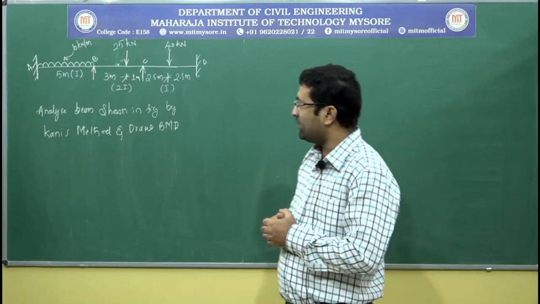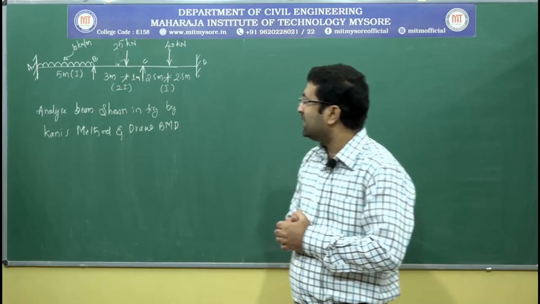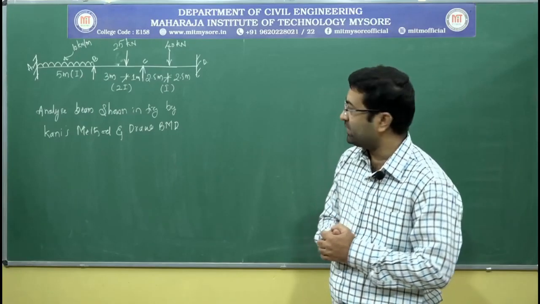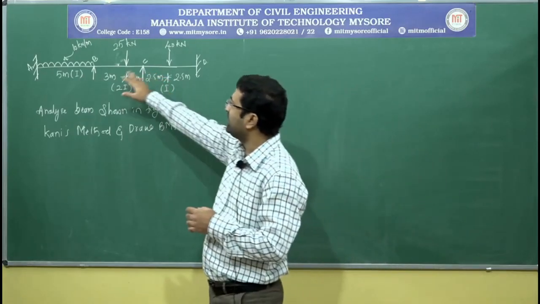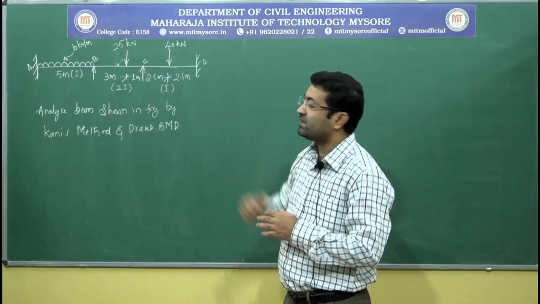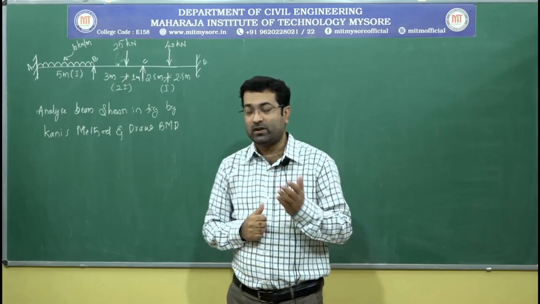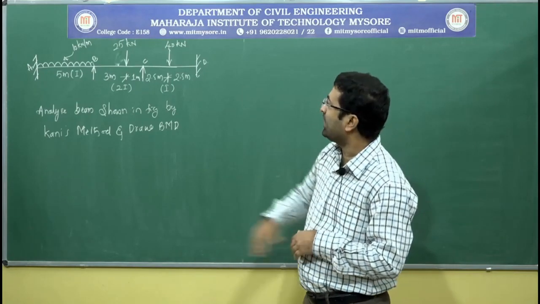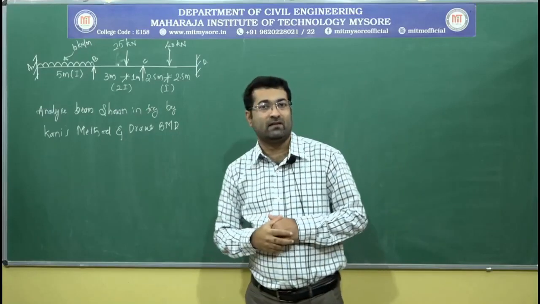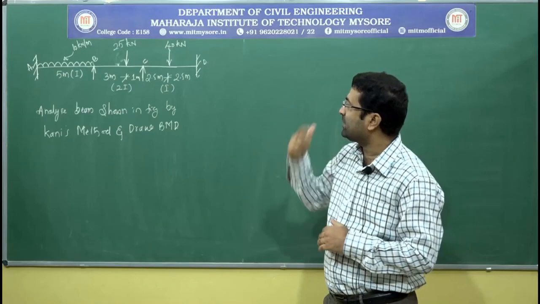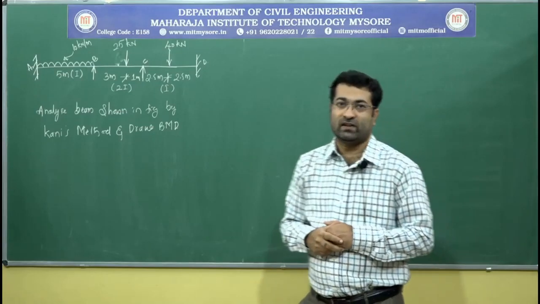On the span AB, which is of 5 meter, it carries a UDL of 10 kilonewtons per meter, and on the span BC we have a concentrated load at a distance 3 meter from point B and at 1 meter from point C. And on the span CD we have a central concentrated load of magnitude 40 kilonewton. The span CD is about 5 meter.